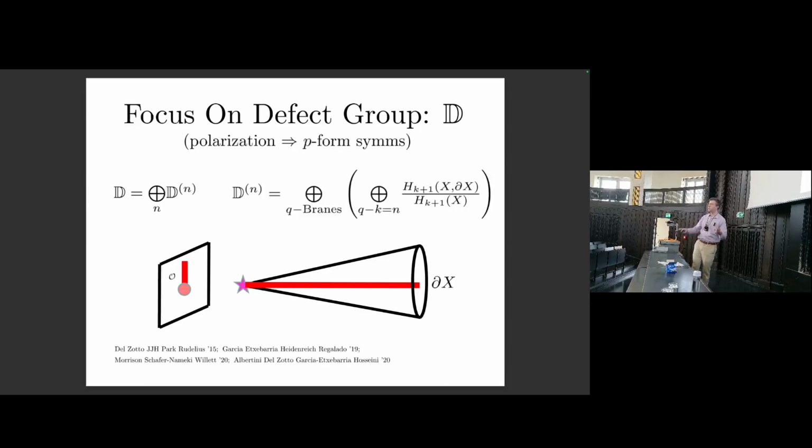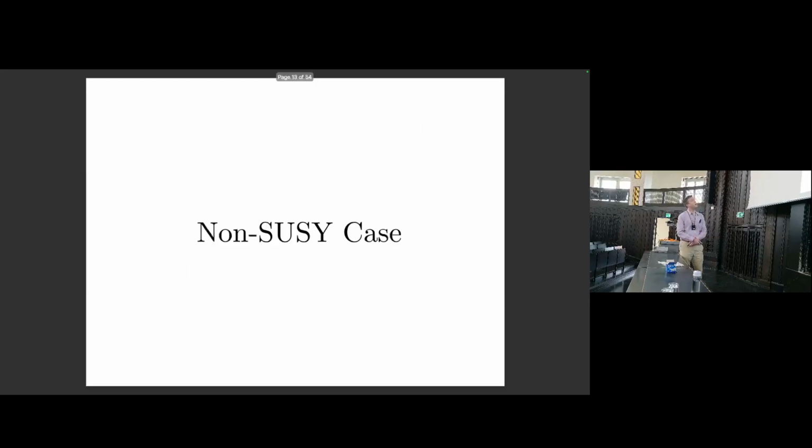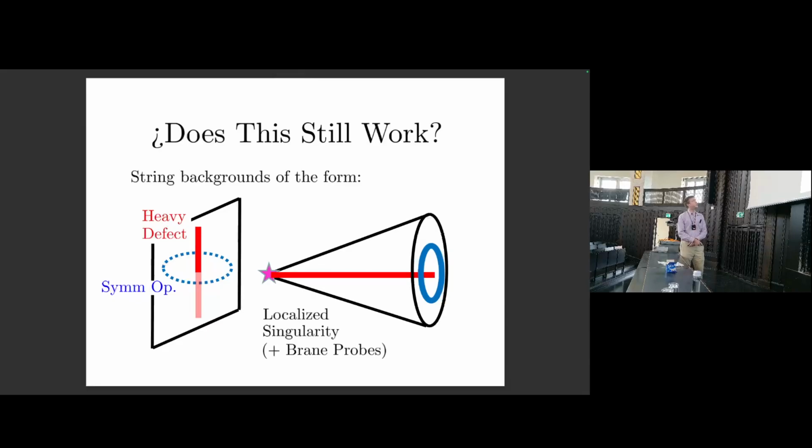So in other words, once you have this defect group, if you take a particular subset of the defect group, you get the corresponding higher form symmetries. Okay, so what's going to happen in the non-supersymmetric case? Does this still work? So this is the picture I want to draw. What will happen in this kind of setting? So I'm going to be looking again at string backgrounds of the form of some, if you like, a 4D spacetime over here, and some singularity over here. But I'm going to relax the condition that I have supersymmetry now.